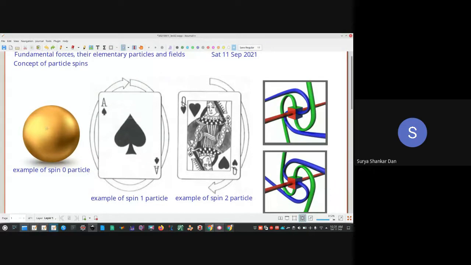So, this is the concept of the particle spins. Integral spins are a little easier to understand. Integral spins mean the particles which will be having either zero spin, or, let me write this, they will either have a zero spin, or they will have one or two.